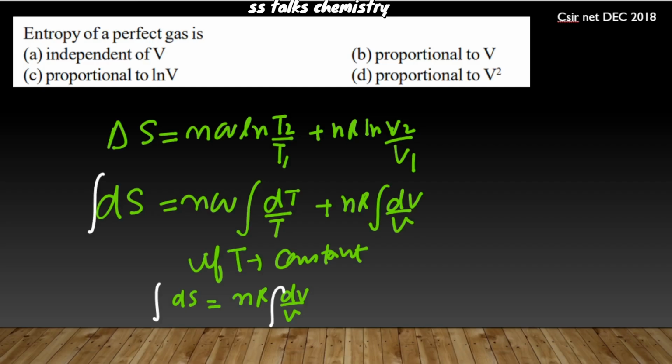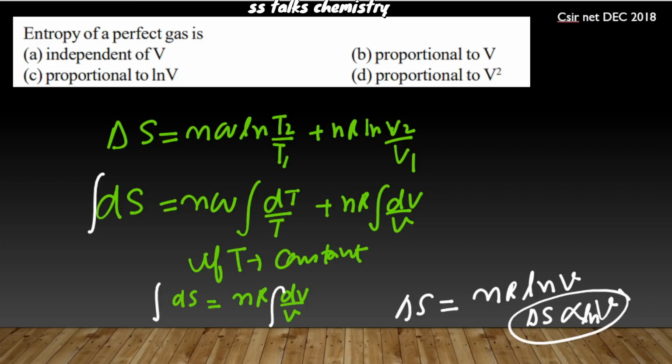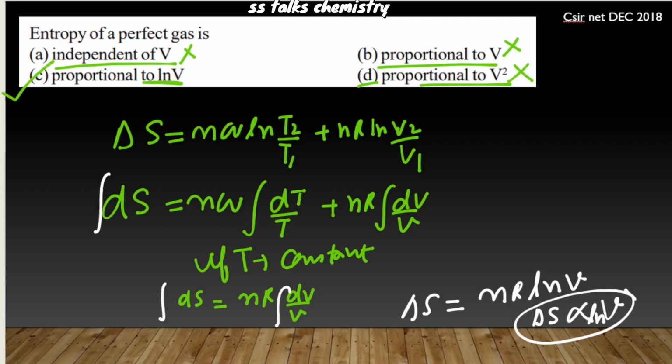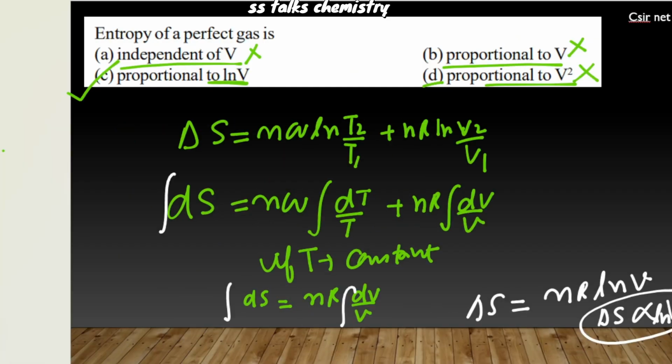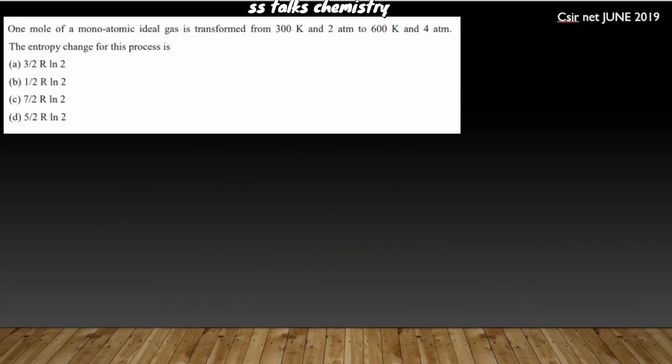So integrating on both the sides we are getting that delta S is nR ln of the V. So we can say that delta S is proportional to the ln of the V1. From the options, the first option says it is independent of V, incorrect. B is saying it is proportional to V, incorrect. D is saying it is proportional to V square, incorrect. It is proportional to the ln of the V. Option C becomes the right answer in this.